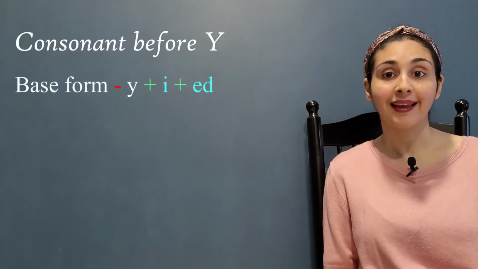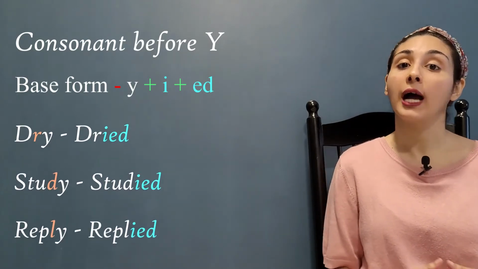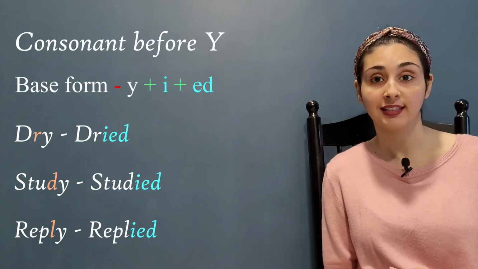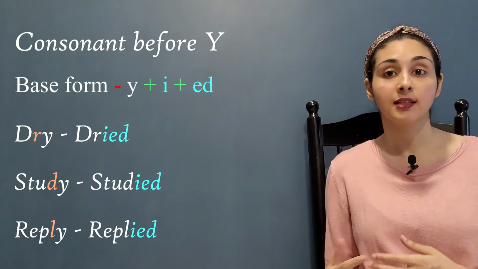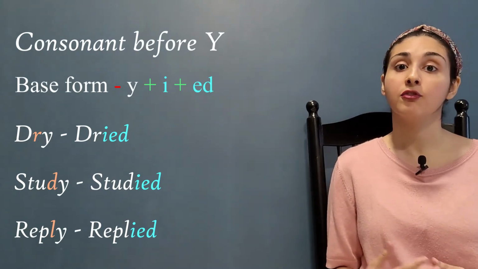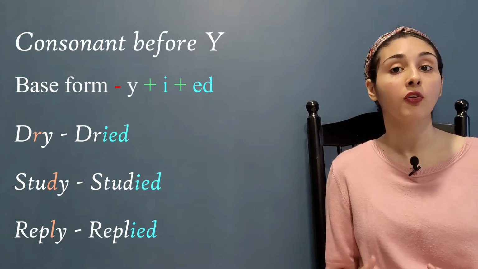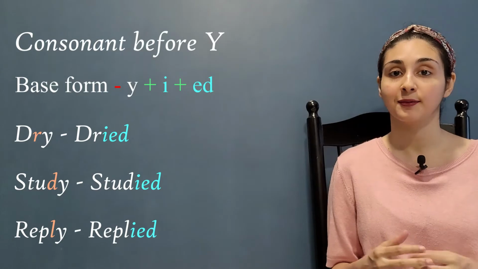Coming back to our verbs ending with y, if the y is preceded by a consonant, then we have to drop the y and add ied. So dry becomes dried. Because y is preceded by r, which is a consonant, I drop the y and add ied. Study becomes studied, reply becomes replied. Because in all these cases, there is a consonant before y. So I drop the y and add ied.